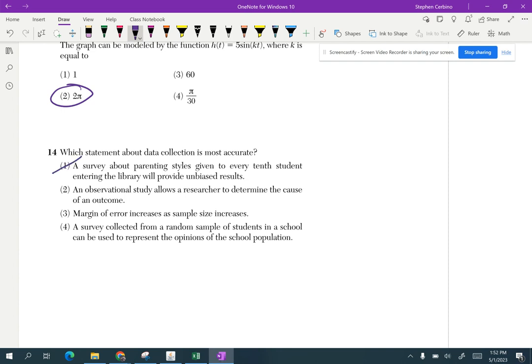Number 2, an observational study allows the researcher to determine cause of an outcome. Observational studies do not find cause or effect. All right, that is just observing and documenting. That's all observational studies are. Number 3, margin of error increases. The sample size must decrease in size. So that is opposite of what we said in class. So choice 4 is the only one that makes sense.